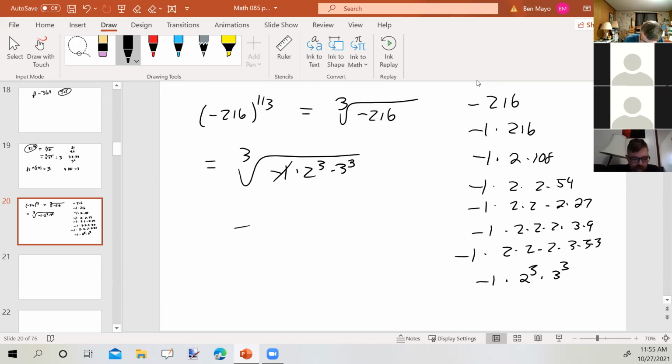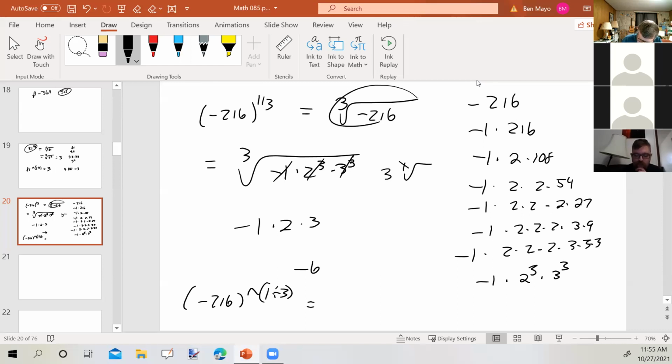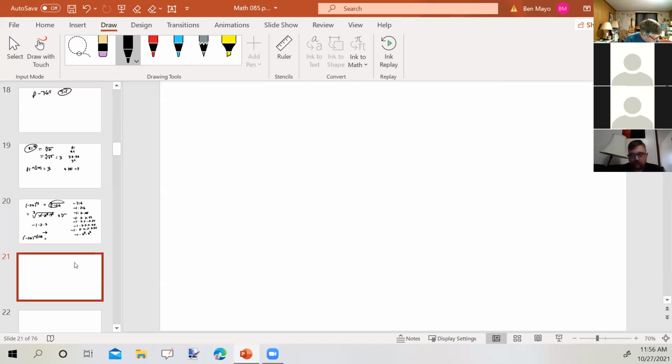Well, the cube root of -1 is -1. The cube root of 2 cubed is 2, and the cube root of 3 cubed is 3. So you got -6. Okay. Now, you can also do that on the calculator. Again, parentheses -216, little caret key, parentheses 1 divided by 3, close it up, or using the X root button, putting the index in first. Okay with that? All right. Okay, now, simplify each expression, assume that the variables can be any real number, and use absolute value symbols when necessary.